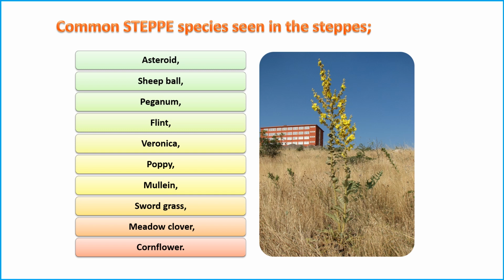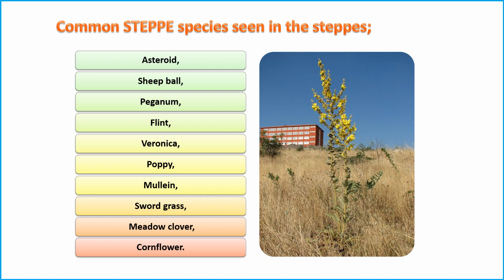1. Asteroid, a genus of flowering plants that includes species known for their daisy-like flowers. They are often adapted to open and sunny habitats. 2. Sheep ball, also known as sheep's fescue, Festuca ovina. It is a type of grass commonly found in steppe environments and is often used for forage by livestock. 3. Peganum, Peganum harmala, also known as Syrian rue or wild rue, is a flowering plant that can be found in arid and steppe regions. It has traditional uses in various cultures.